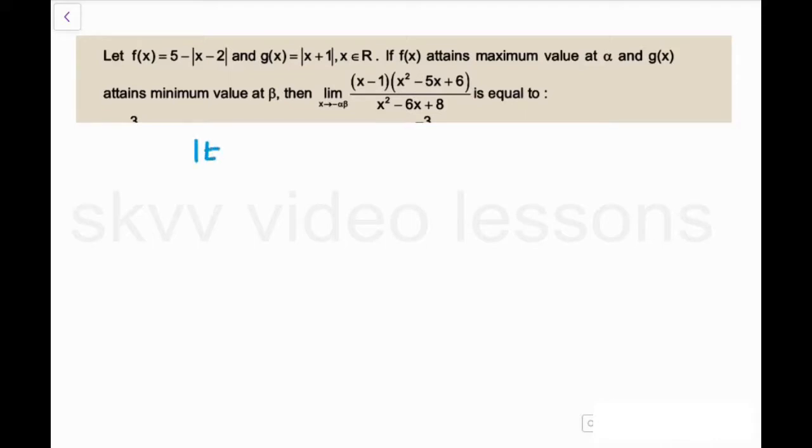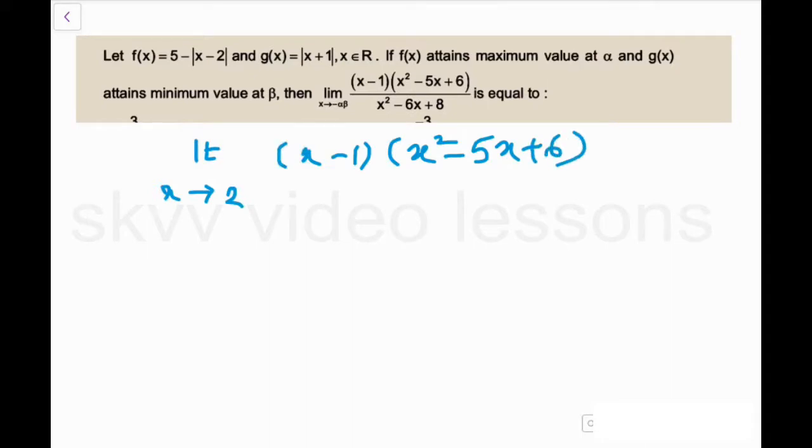Limit extends to minus alpha beta. Just now we have got the value of minus alpha beta. अभी तो आया हमको कितना आया था? 2. अभी फंक्शन क्या दिया? Limit of which function we have to find out? x minus 1 into x square minus 5x plus 6 divided by x square minus 6x plus 8. इसका लिमिट निकालना है. अभी इसमें हमको माइनस अल्फा बीटा दिया था, हमने उसका वैल्यू निकाला तो कितना आया था?